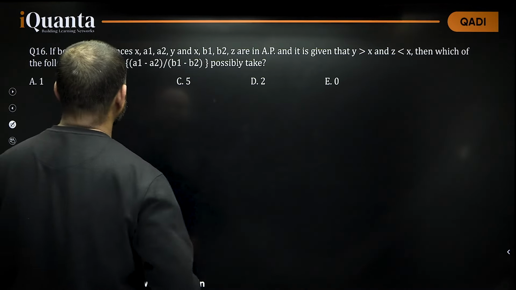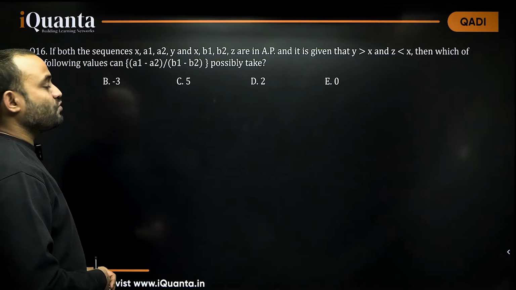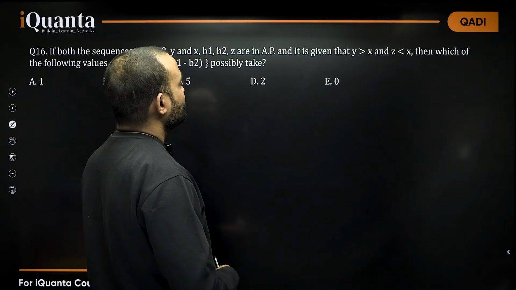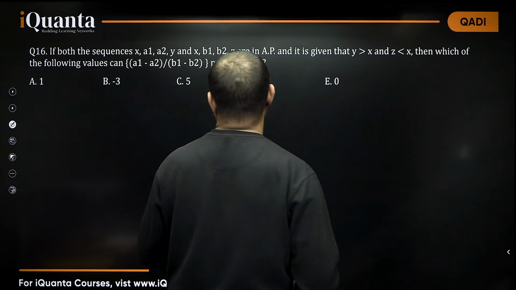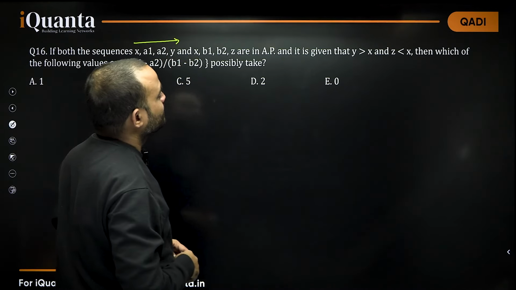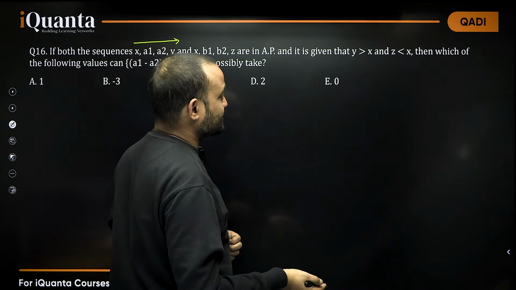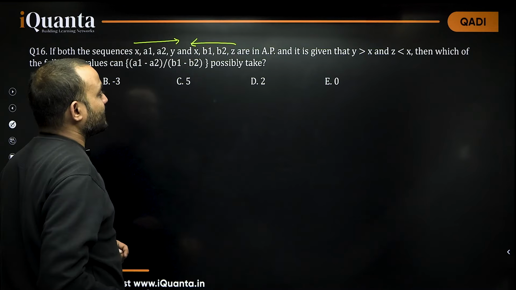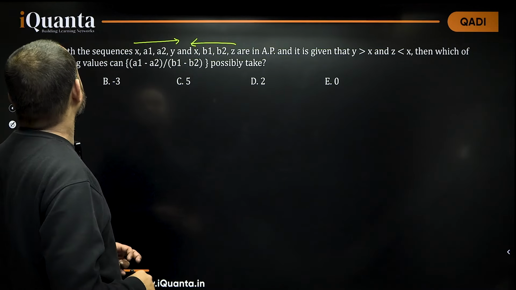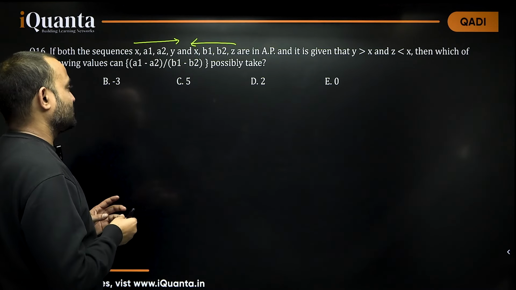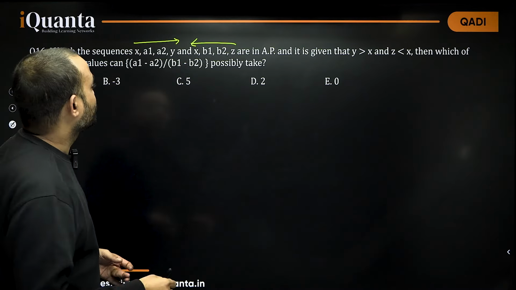If both sequences x, a1, a2, y and x, b1, b2, z are in AP, and it is given that y is greater than x, meaning this is an increasing AP, the values are increasing, and z is less than x, meaning this one is a decreasing AP, x is greater than z, then which of the following values can (a1 minus a2) upon (b1 minus b2) possibly take?